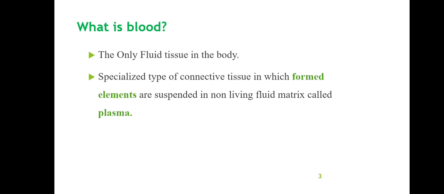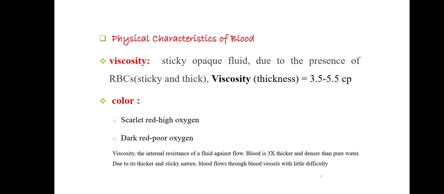So we know that it's the only fluid tissue in the body, and it's some kind of specialized tissue in which formed elements are suspended within a non-living fluid matrix, which is called the plasma. And we have only two major components of blood, and those two major components are the formed elements and the plasma. The plasma is the liquid part of blood where these formed element cells are embedded.